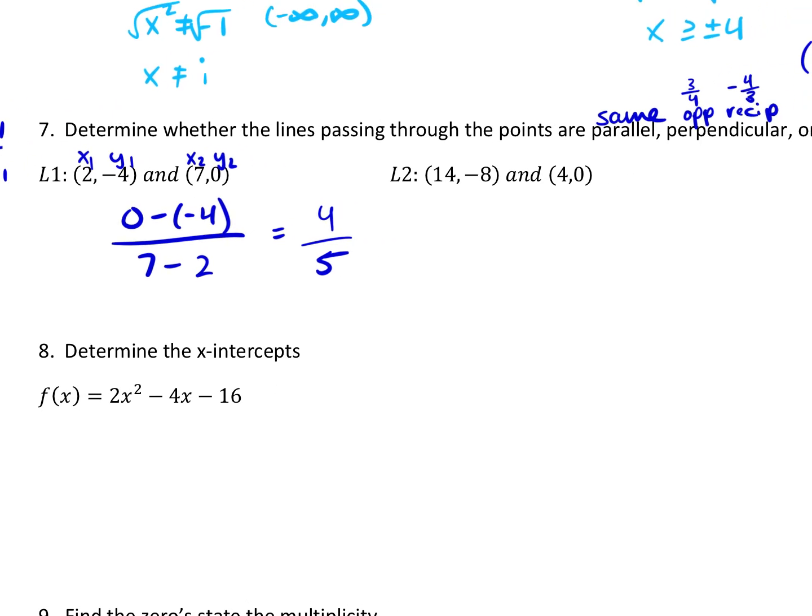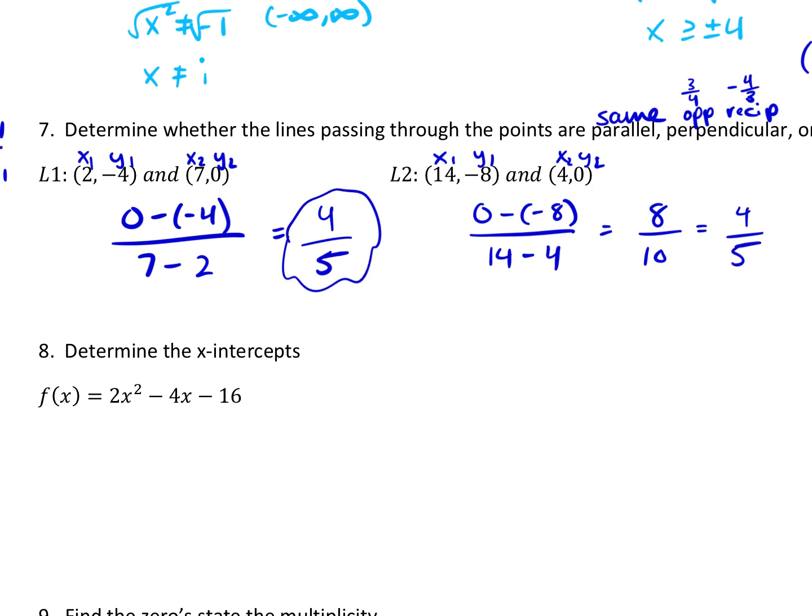Do the same thing for line 2. I'll call this x1, y1, x2, y2. So 0 minus negative 8 over 14 minus 4 would give us 8 over 10, which simplifies to 4 over 5. So if both of our slopes are 4 over 5, what does that mean that our lines are? Parallel, perpendicular, or neither? Parallel, because we have the same slope. Parallel.